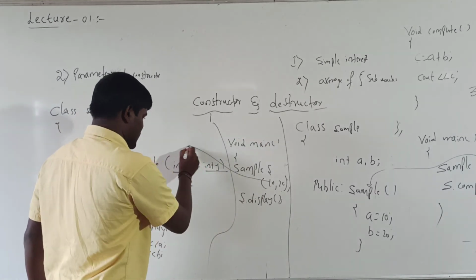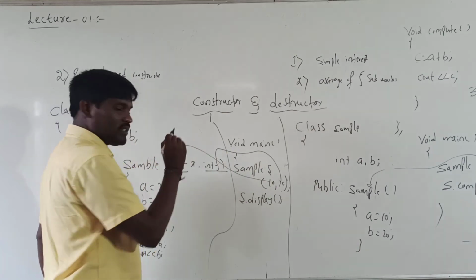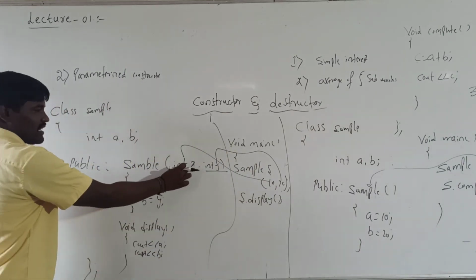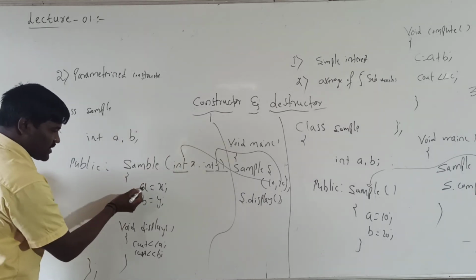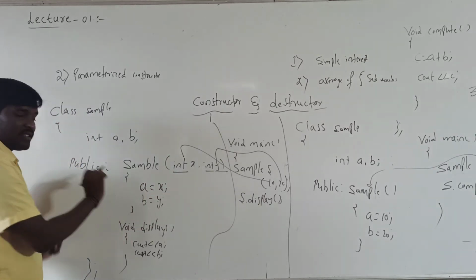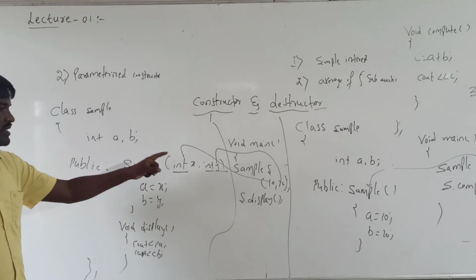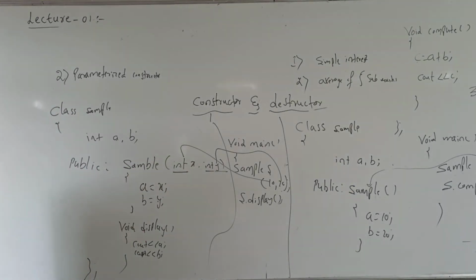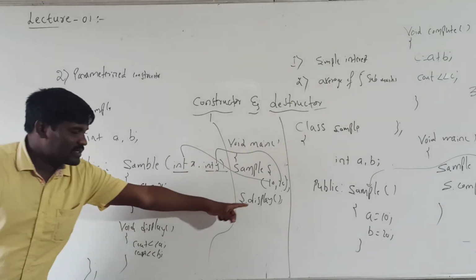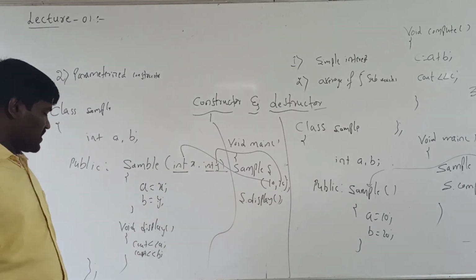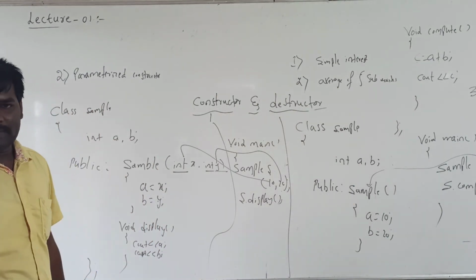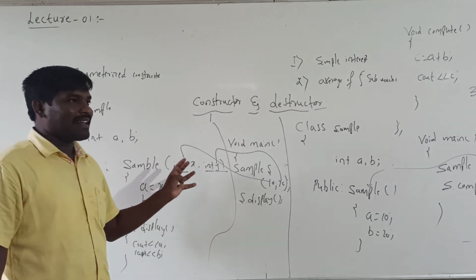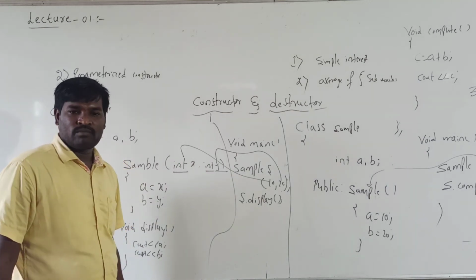So 10 is stored in x and 20 is stored in y. Finally, x and y can be used only in this function. So that's why x is stored in a and y is stored in b. It means that a value is 10 and b value is 20. Finally, s dot display means it will call the display function. Cout a, cout b means it will print 10 and 20. So this is the parameterized constructor.